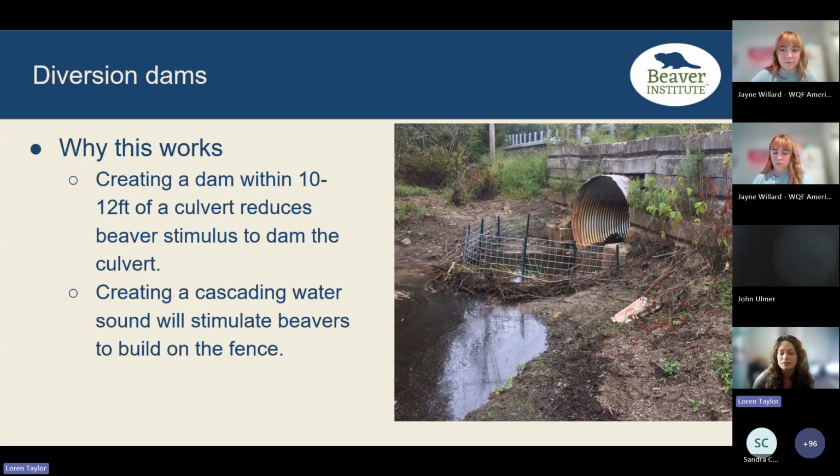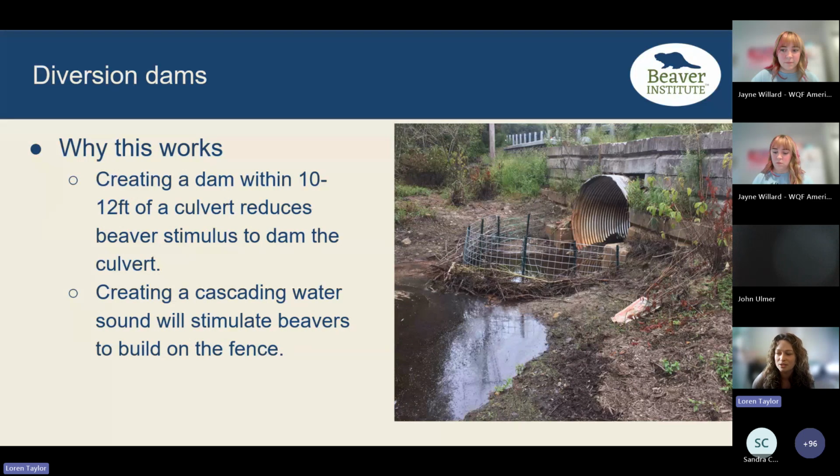All right, so next we have diversion dams. For those of you who are familiar with low-tech process-based restoration and beaver dam analogs, this is a very, very similar concept where we actually encourage beavers to dam upstream of the culverts on our diversion fences while allowing the overflow of the stream to still pass through the culverts. We ultimately don't care if there is a large pond created behind the dam. We just want to prevent the road from flooding.